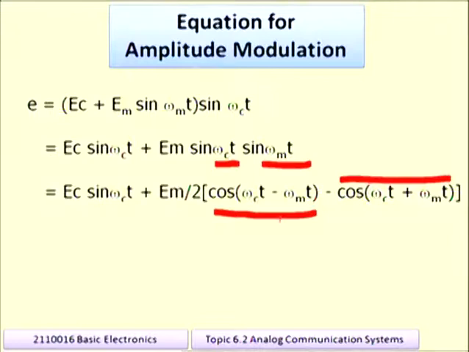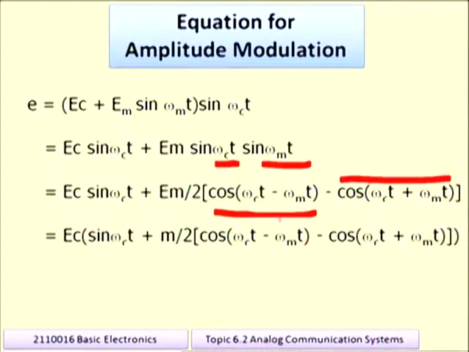Then next, if you take the carrier terms outside, inside this bracket you get Em upon Ec, and as you know, Em upon Ec is nothing but the modulation index. So m is equal to Em upon Ec. Here our equation simplifies to Ec of sine omega c t plus m by 2 times cosine of (omega c minus omega m)t minus cosine of (omega c plus omega m)t.